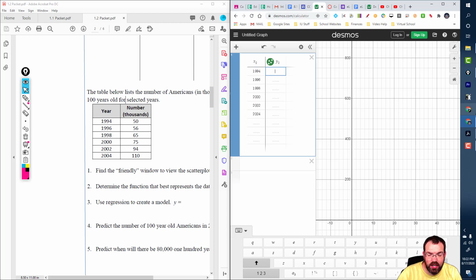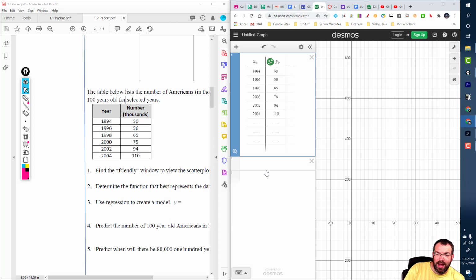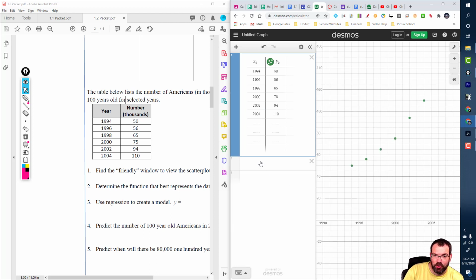Now let's write our other ones down. We get 50, 56, 65, 75. This thing is double tapping my enter button. I don't like it, and then it doesn't tap when I need it to. 75, 94, 110. Remember, how do we get that nice graph to appear? We hit this magnifying glass. Boom. Now look at our graph. What does that kind of look like? Hopefully we can assume that it's one of the couple options that we did.